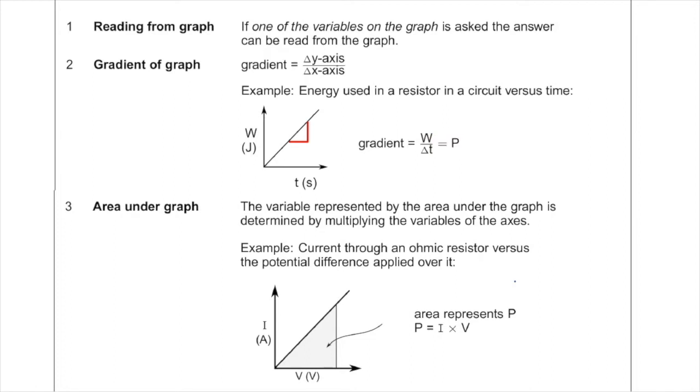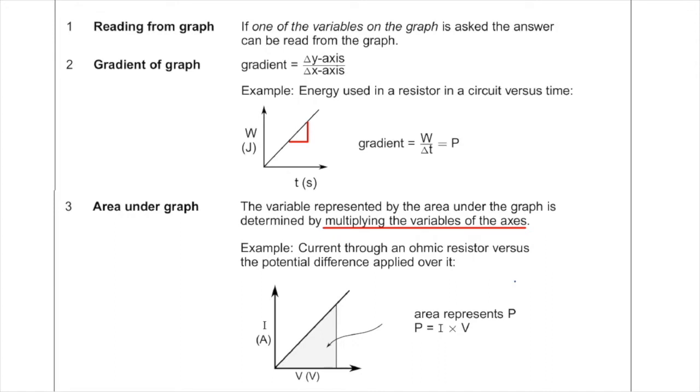The last thing you can do is use the area underneath the graph. When you want to know which variable is represented by that area underneath the graph, we are going to multiply the variables of the x and the y axis. Now let's look at this example.